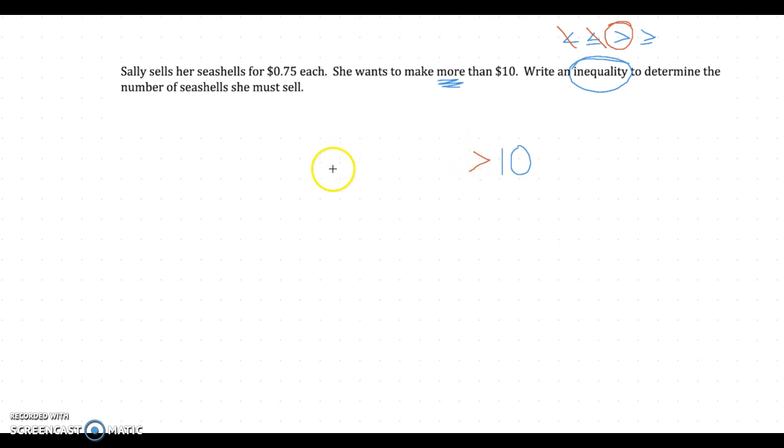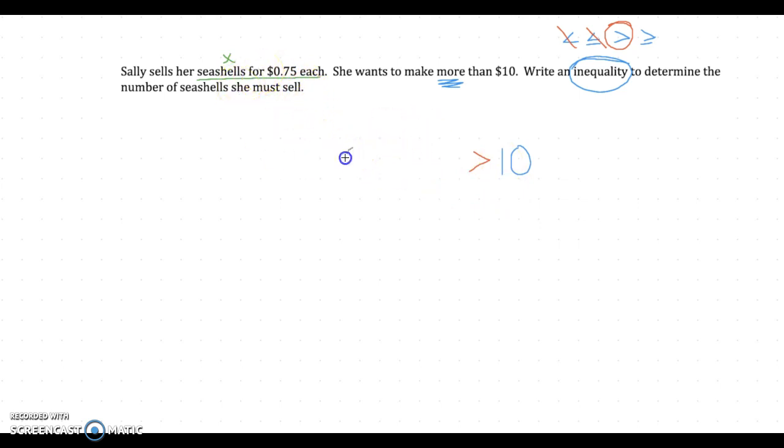Then I want to figure out, well, what's going to be greater than 10? What's actually going on? And that's the seashells that she's selling. And so we have seashells for 75 cents each. Well, I don't know how many seashells she's selling. I do want to give a variable to this, so I'm going to use X for seashells. You can use an S if you would like, but my S's typically look like 5s, especially when I'm trying to write on one of these apps. So I'm going to use an X.